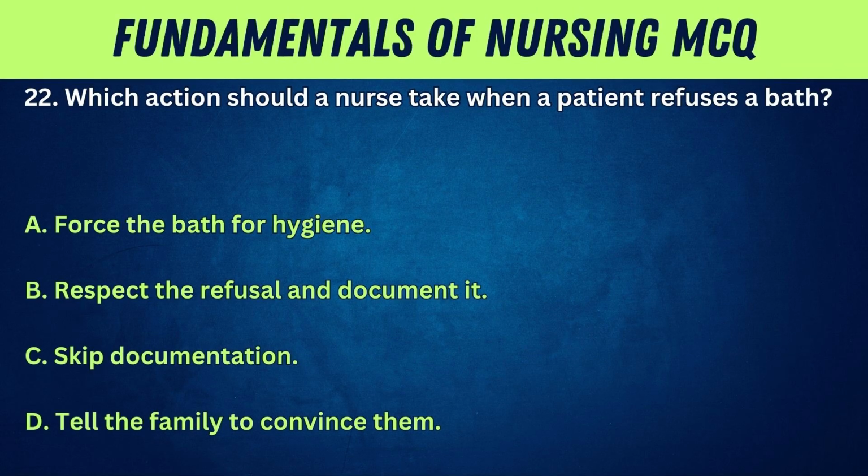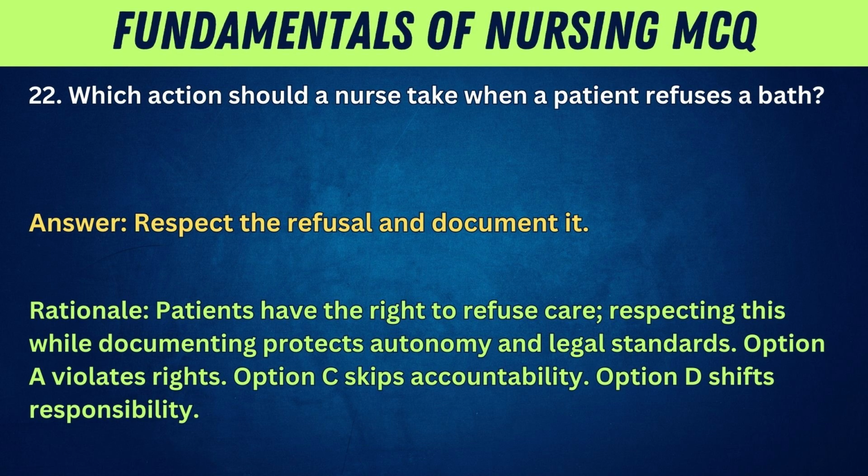22. Which action should a nurse take when a patient refuses a bath? A. Force the bath for hygiene. B. Respect the refusal and document it. C. Skip documentation. D. Tell the family to convince them. Answer: respect the refusal and document it.